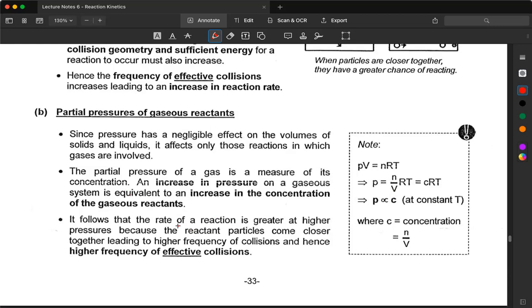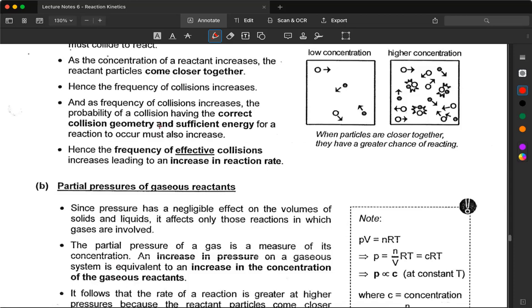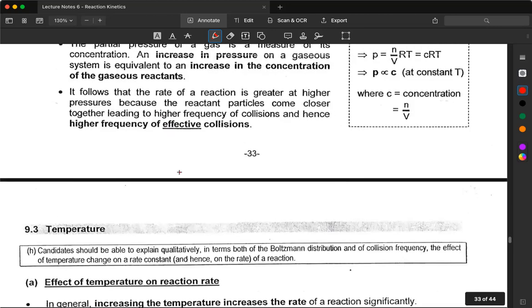So it follows that the rate of reaction is greater at higher pressure because they come closer together. There's higher frequency of collision. So because of that, higher probability of collision having the correct collision geometry and sufficient energy. So higher frequency of effective collision.